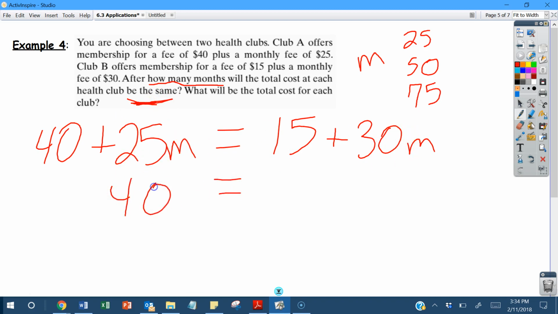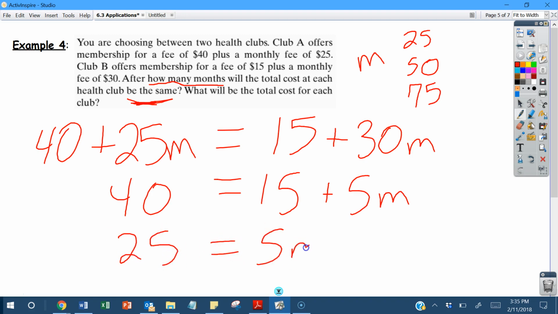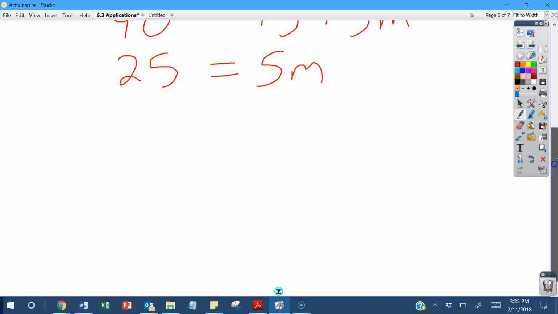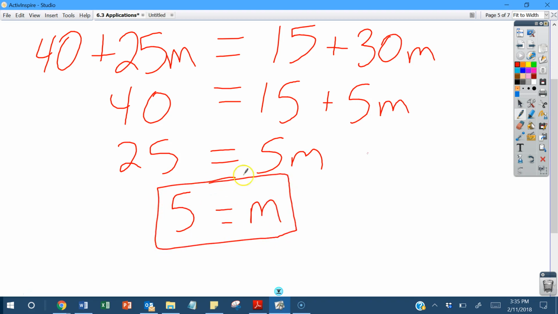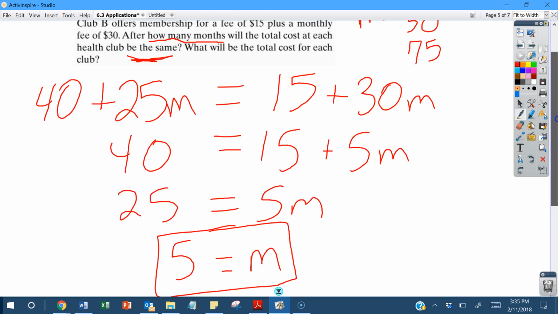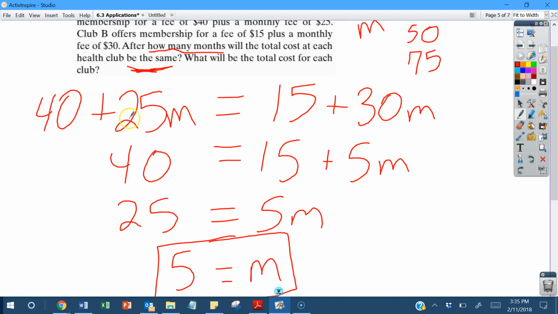It cancels out on the left, and 30 minus 25 gives me 5M on the right-hand side. Then I want to move the constants over to the left-hand side, so I'll subtract 15 from the left-hand side to get 25. It cancels out on the right-hand side, and I get 5M. Divide both sides here by 5, and I get 5 is equal to M. Now, what was M again? Oh, yeah, M was the number of months you're at either of these clubs. So after 5 months at each of these clubs, their fees are going to be exactly the same after 5 months.